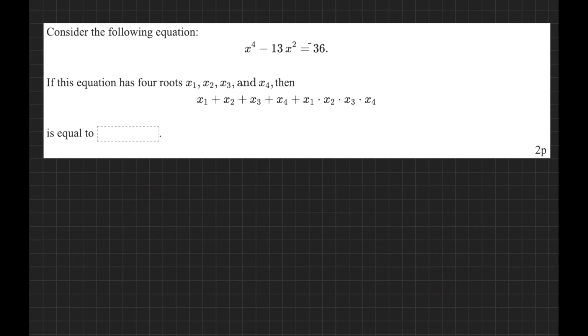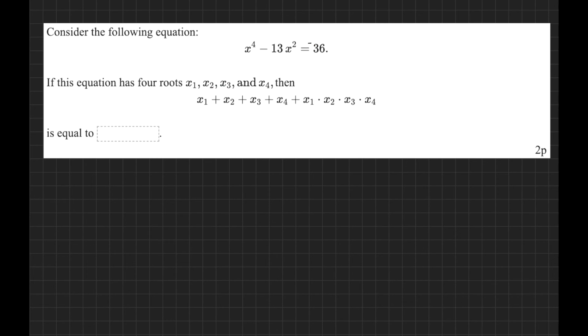Okay, now the next question. Consider this equation. If you remember in the quiz, I forgot to put this minus sign. We fixed it during the quiz. So the correct version of the question is with a minus sign here. x to the fourth minus 13x squared is equal to minus 36 has 4 roots, calling them x sub 1 up to x sub 4.